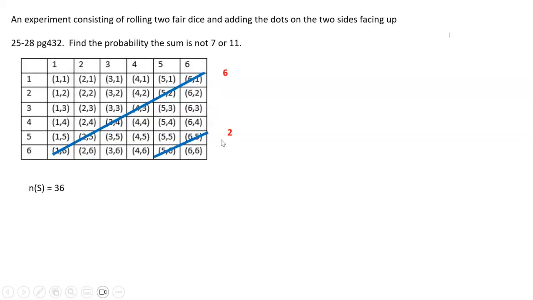Here you can do it 2 ways. If it says not 7 or 11, I'm going to add these 2 and subtract it from 36, because it's 36 total, and if you say not 7 or 11, it means not these nor these, which is 36 minus 8 will give you 28 over 36. And then you reduce it, it's going to give 7 over 9.